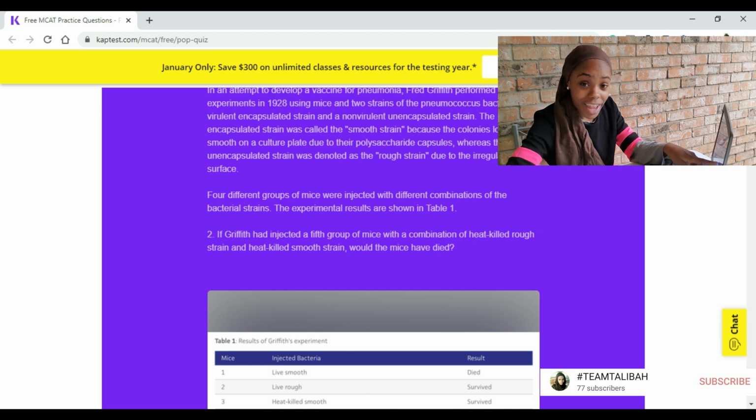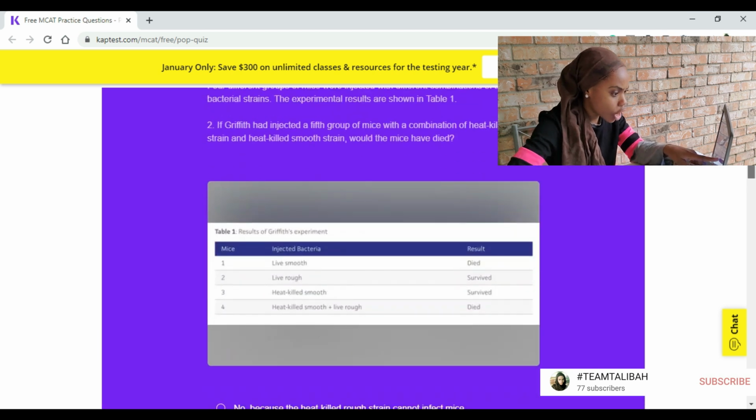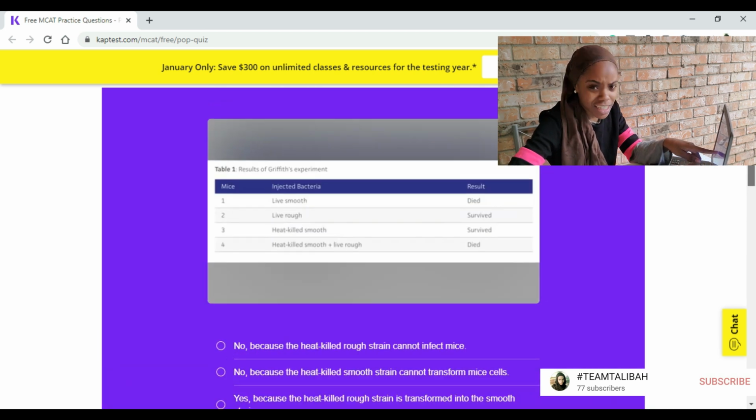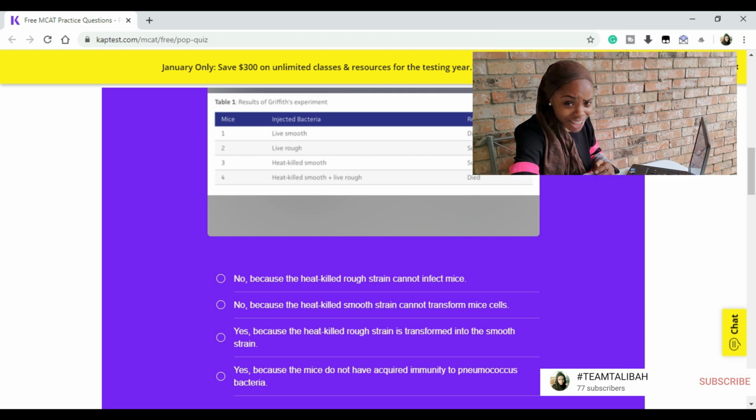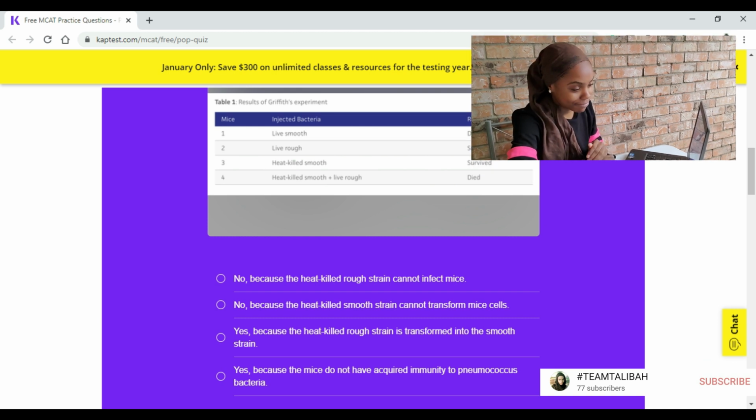Okay, so answer choice A. No, because the heat killed rough strain cannot infect mice. B. No, because the heat killed smooth strain cannot transform mice cells. C. Yes, because the heat killed rough strain is transformed into smooth strain. D. Yes, because the mice do not have acquired immunity to pneumococcus bacteria. Okay, let's choose an answer choice. Hopefully, I will get this one right.